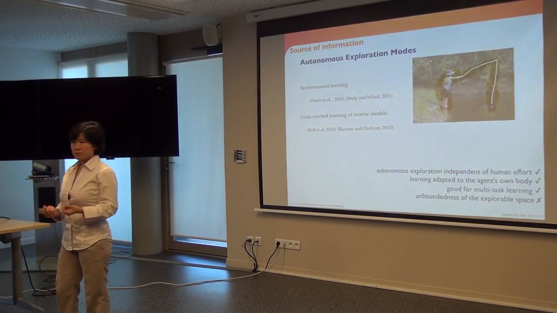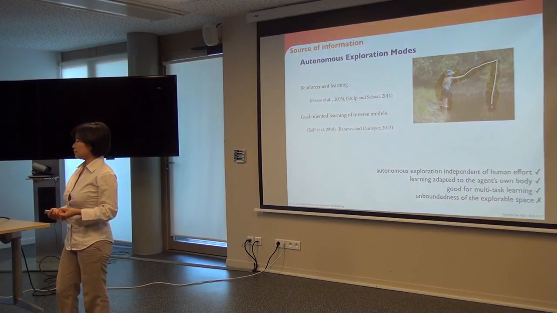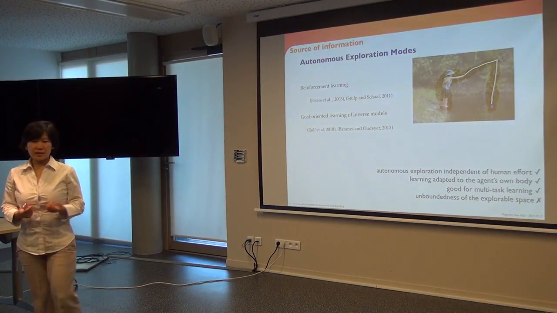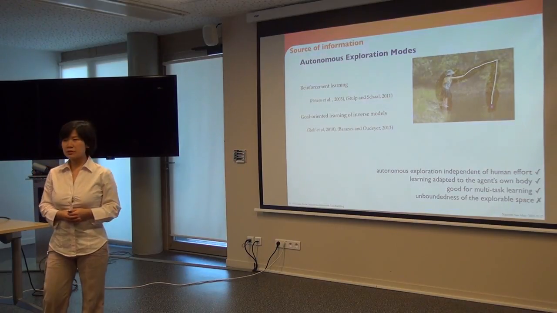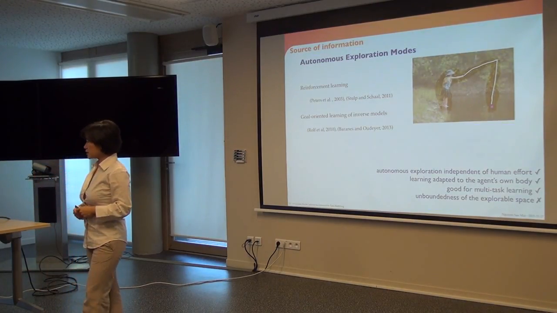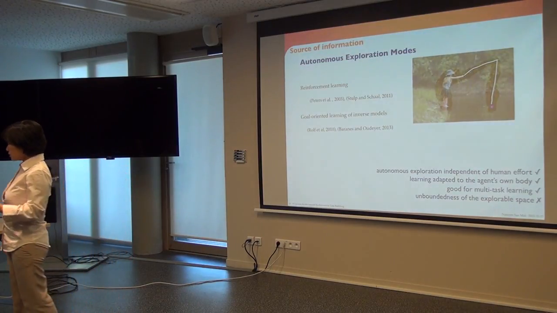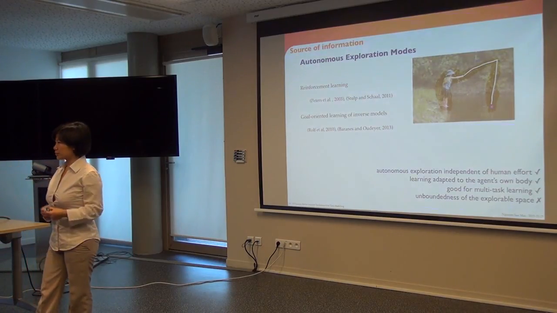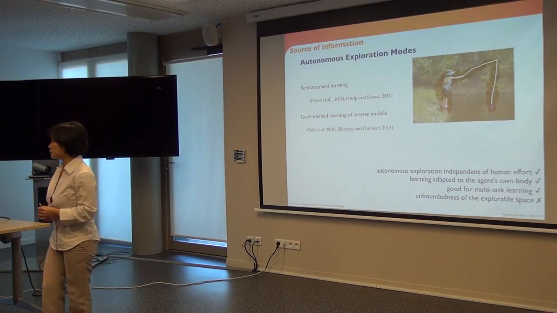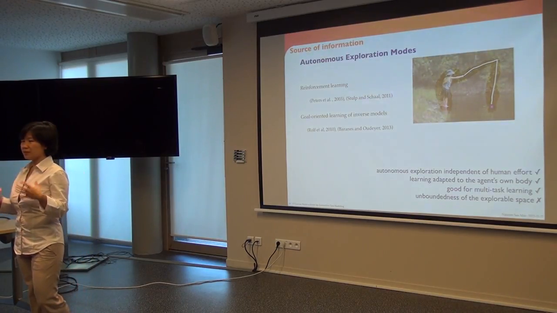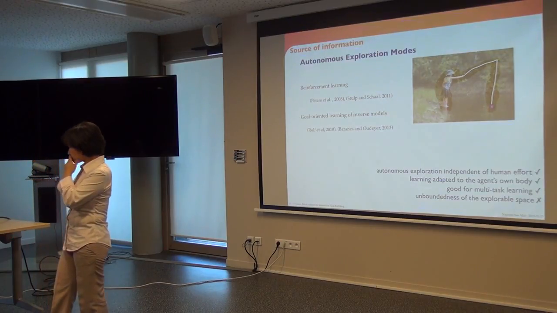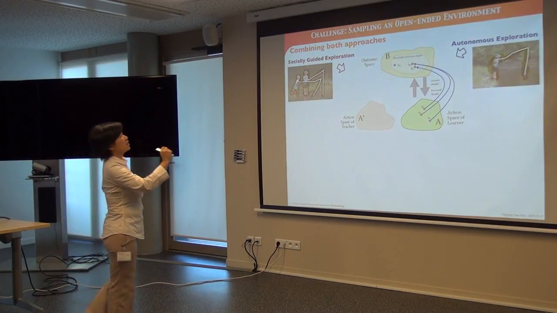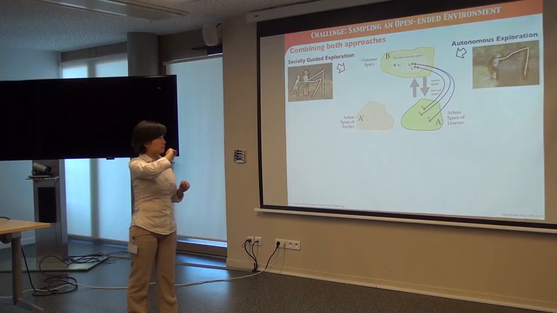Then a few methods have been developed for multitask learning and have proved efficient. But they still have problems when the explorable space is unbounded, especially the outcome space. So to sum up, we have two kinds of methods that use two kinds of source of information, and our idea is to try to combine those advantages in a single system. So to use social guidance and autonomous exploration to learn a mapping between a B and A space.